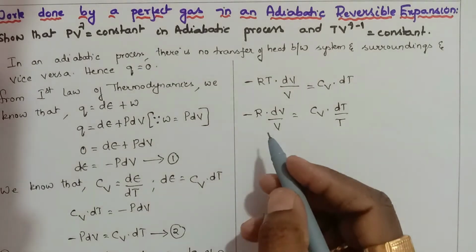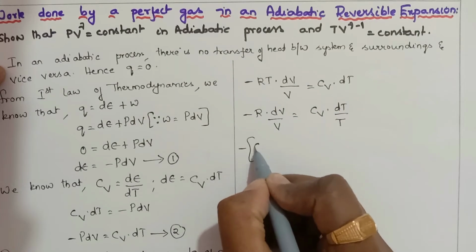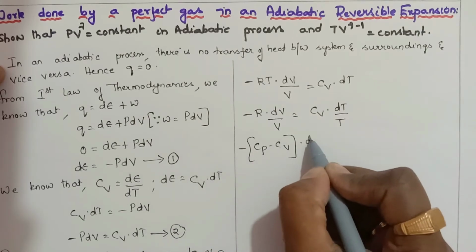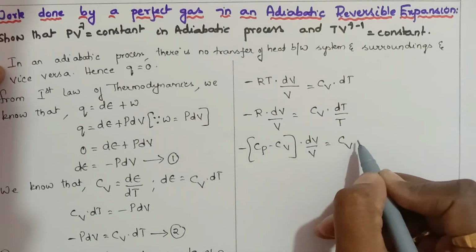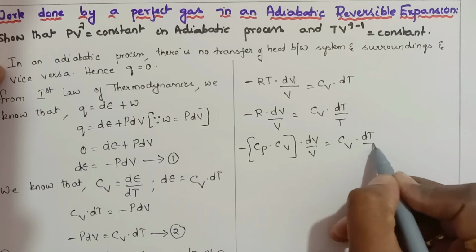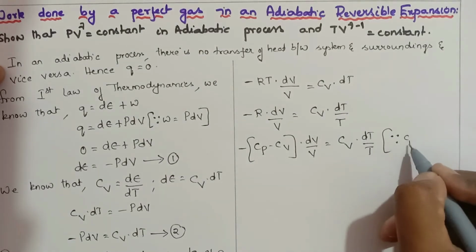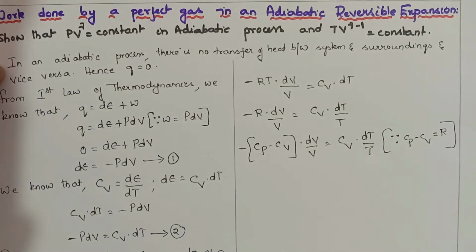Now we will write in the place of R as minus (Cp minus Cv) into dV by V is equal to Cv into dt by t. Okay. In the brackets mention since Cp minus Cv is equal to R. Clear? Shall we proceed to the next step?